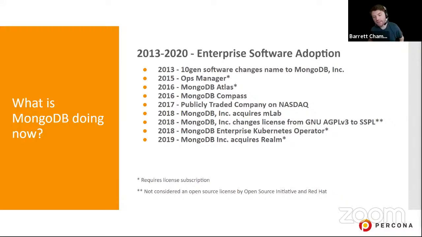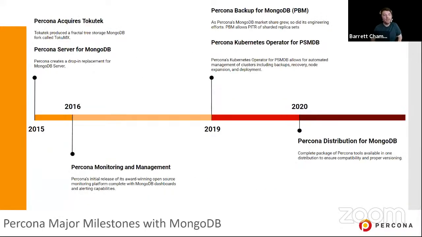All right, so that takes us to the Percona side. What has Percona been doing in the MongoDB space? So MongoDB started around 2009. We got into the MongoDB space with the acquisition of Tokutek in 2015. Tokutek had a fork of MongoDB, which used a fractal tree storage engine. With that code and the expertise that we were able to gain from the Tokutek folks, we were able to create Percona Server for MongoDB that same year. So it followed our same model on the MySQL side of having a drop-in replacement of the upstream version.